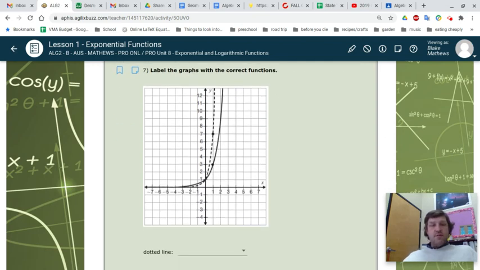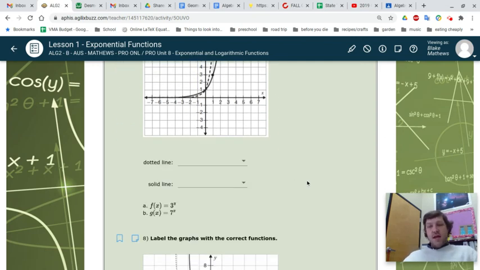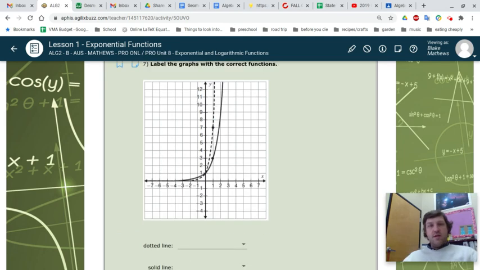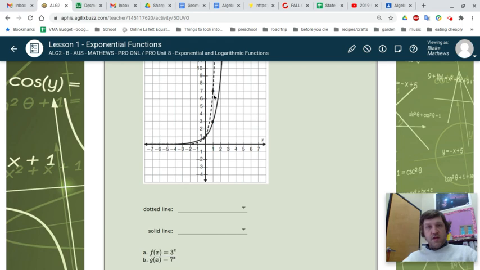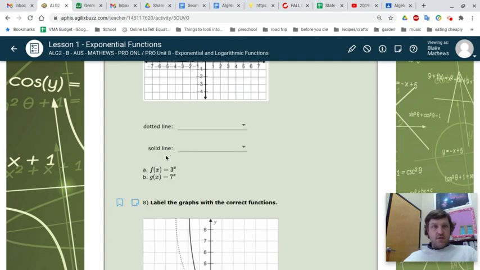Starting at number 7, you just need to, again, use the graphing system to determine the dotted line versus the solid line, which one would be which. You're going to graph these two functions and then see which one matches the graph. You can use these different points to help you, or you can just use where they're located in reference to each other. All right, so that's number 7.